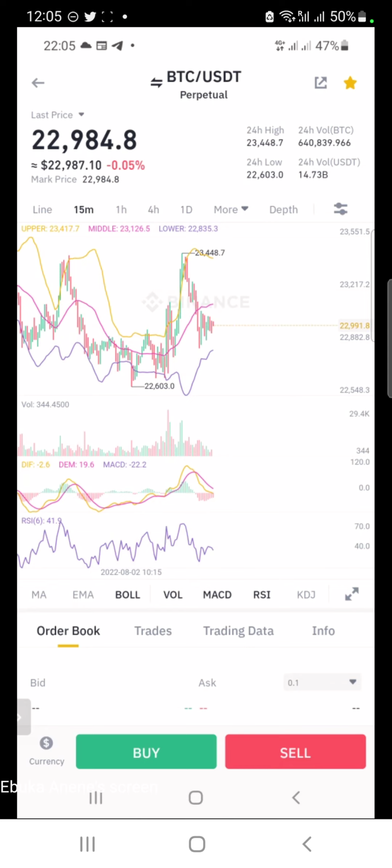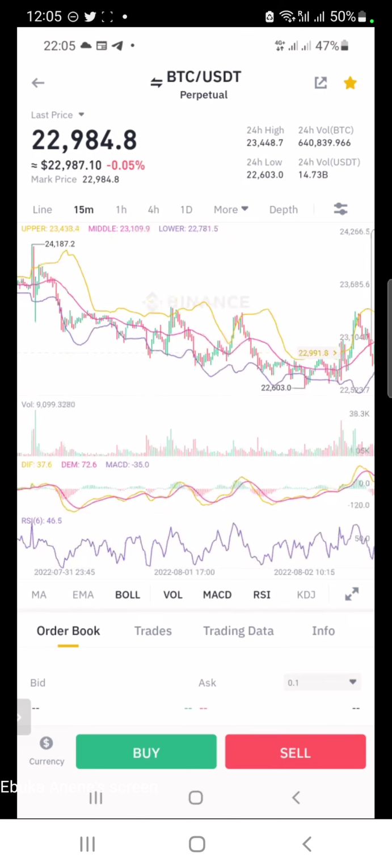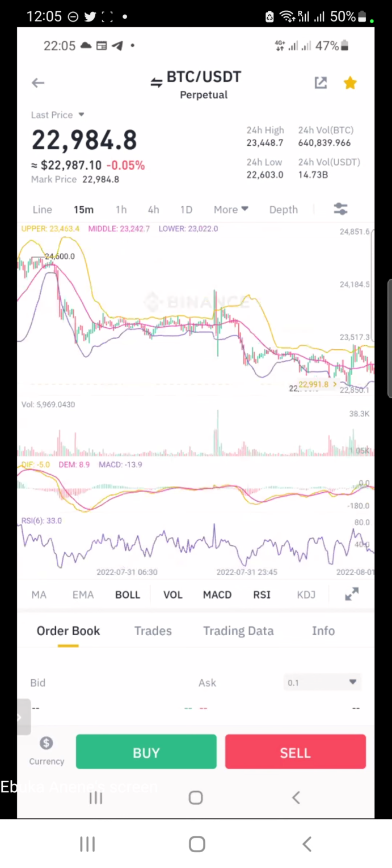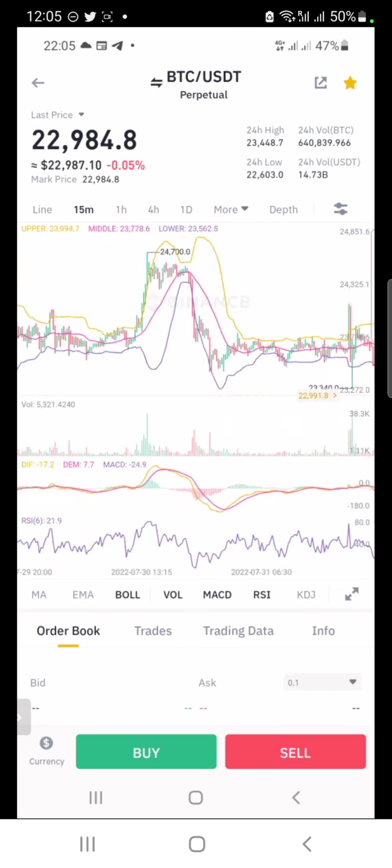It is not strong. So the main one is what? 24.7. So that is it with resistance and support. And resistance and support are critical areas of the market.